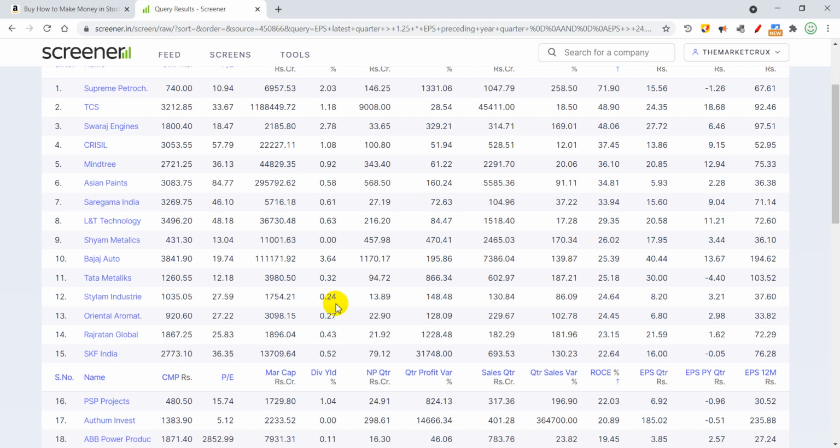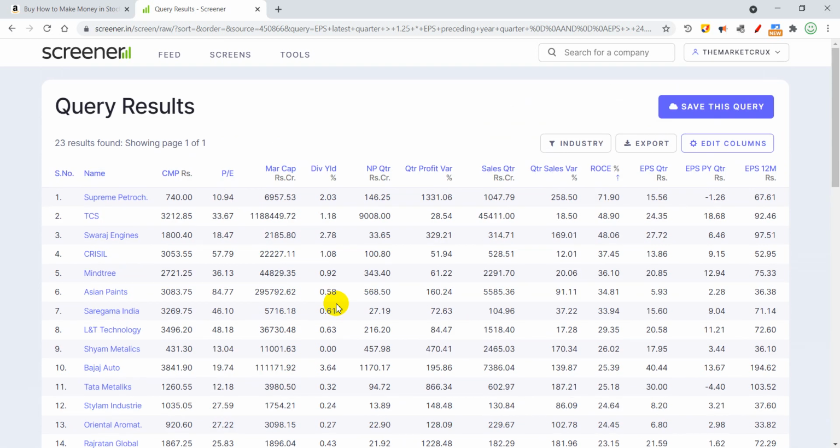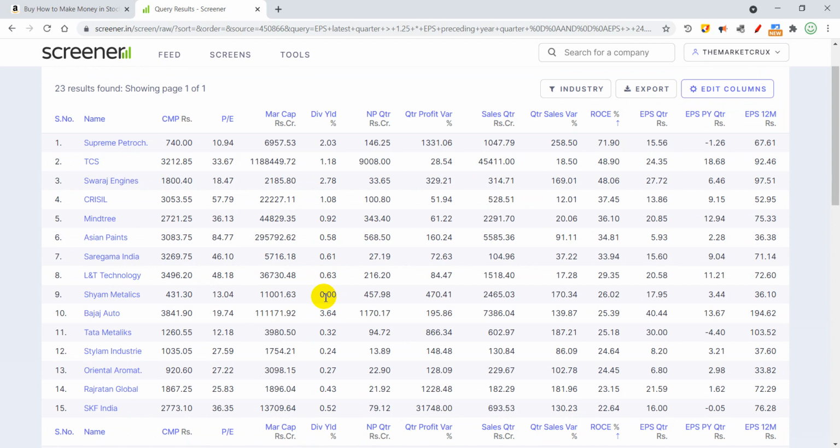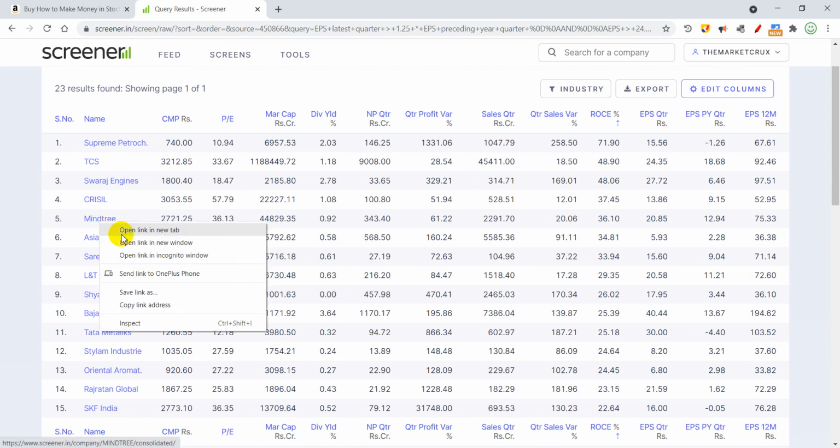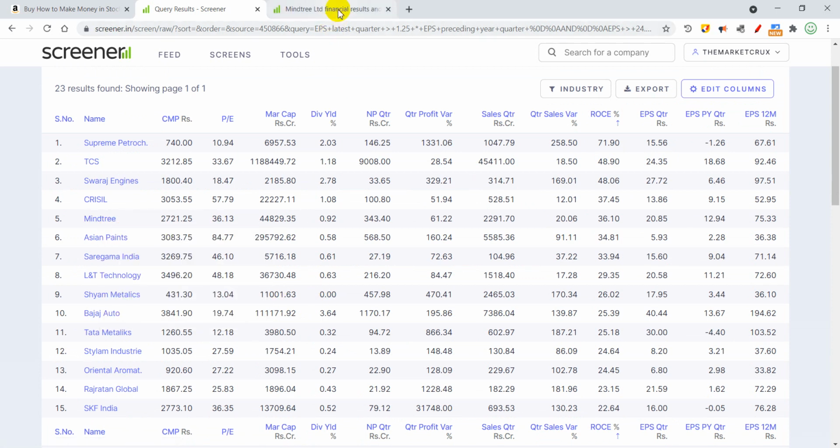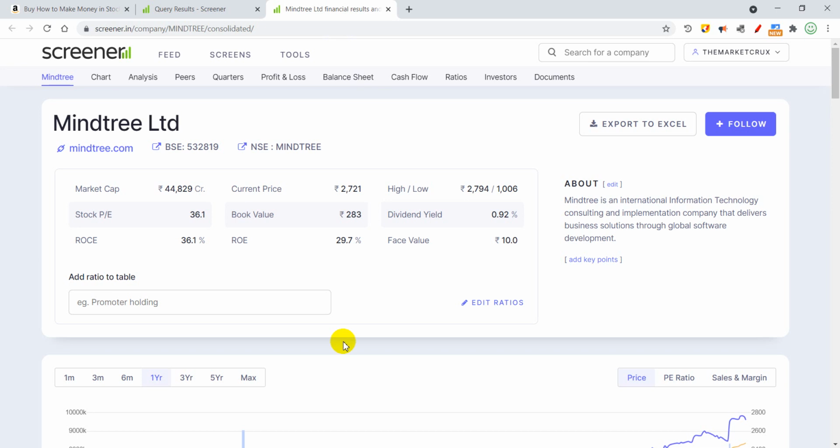Okay, so let's move on to the next step. What you have to do is, once you get the list of stocks over here, you can do a thorough fundamental screening or scanning of these particular stocks on screener.in itself. No need to go anywhere else. So what I'm going to do right now, I'll just randomly pick some of the stocks. Let me pick Mindtree, just as an example, quite a happening stock, a lot of news around this stock for quite some time. And this is over here.